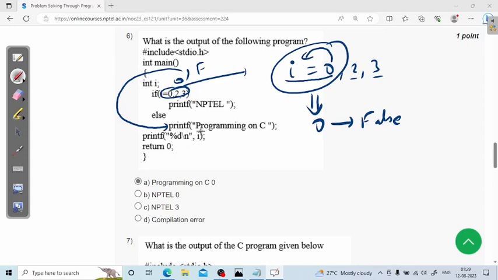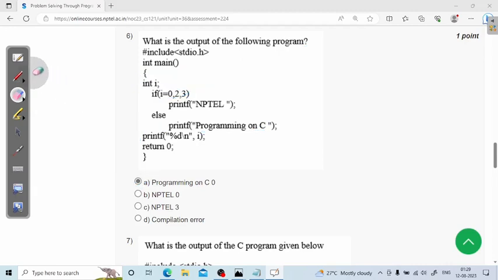So we will get the answer as the message "programming in C", and in the next statement we have to print the value of i, and as the value of i has been assigned to 0, that's why we'll get the answer as "programming in C 0" as the correct answer.